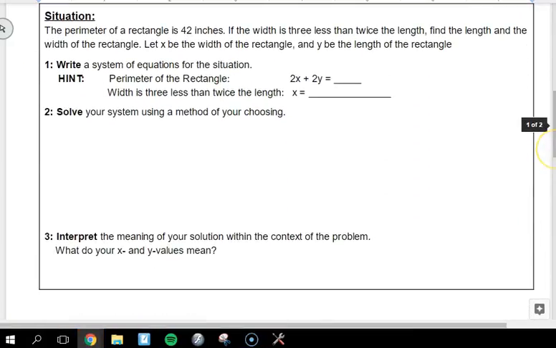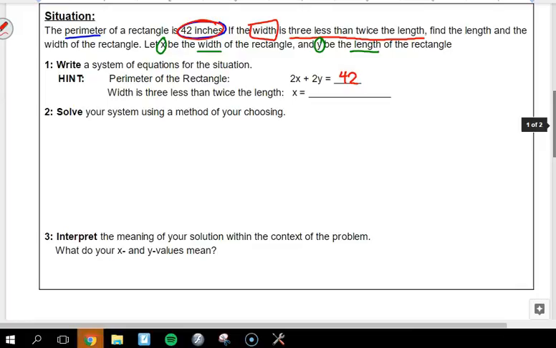Moving on to the second situation, the perimeter of a rectangle is 42 inches. So perimeter, distance around a rectangle, is 42 inches. If the width is 3 less than twice the length, find the length and width of the rectangle. Now here we're saying x is going to be the width and y is going to be the length. So for setting up the system, I kind of gave you some hints. The perimeter of the rectangle is 2x plus 2y, which equals 42, because that right there is our perimeter.